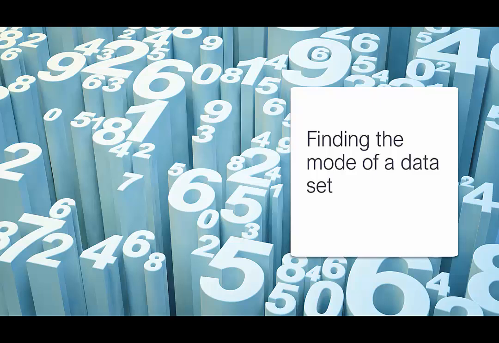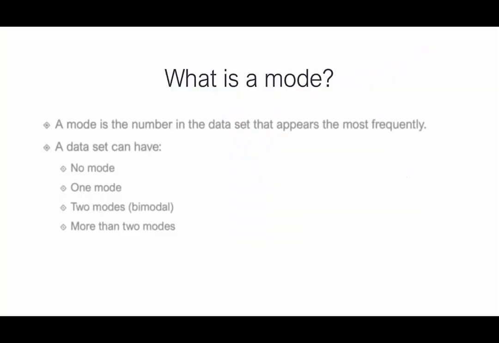In this video, we are going to look at finding the mode of a data set. First of all, what is a mode? Well, a mode is the number or numbers in a data set that appear the most frequently.